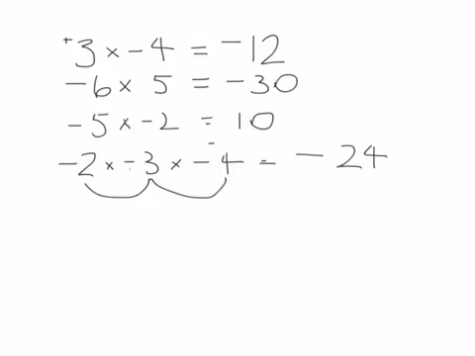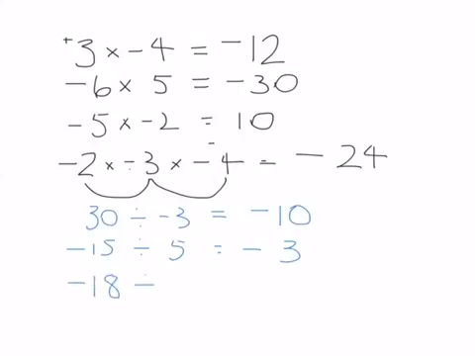If I have some divisions, I want to go 30 divided by negative 3, positive divided by negative is a negative, and 30 divided by 3 is 10. If I have a negative 15 and I want to divide that by 5, negative divided by positive is a negative, and 15 divided by 5 is 3. And lastly, if I've got negative 18 divided by negative 6, negative divided by negative is a positive, and then 18 divided by 6 is 3, but I don't really need the plus 3. My answer is just 3.